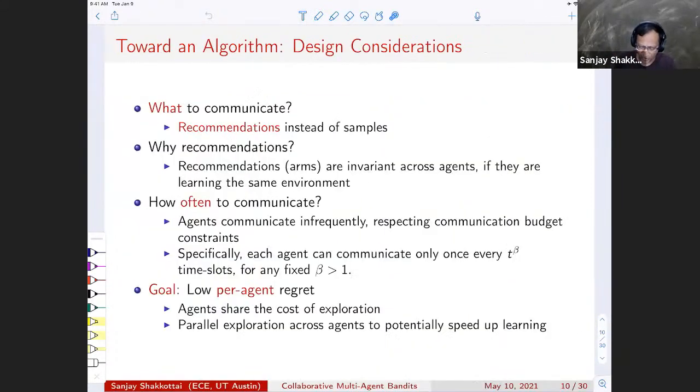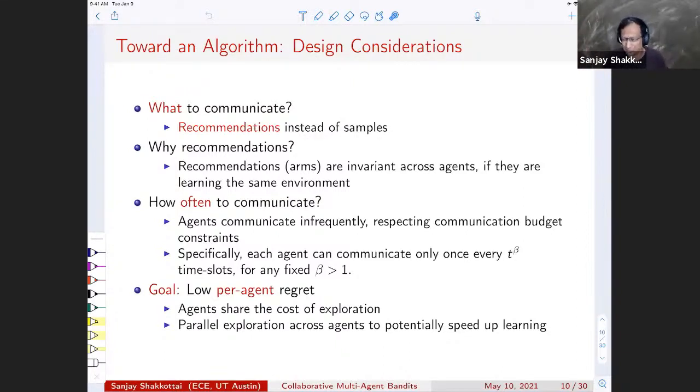So the first question is what to communicate. Our setting focuses on communication of recommendations instead of samples, meaning an agent is going to say, I think arm three is the right arm to play, but not give a certificate for why arm three is being played. Certificates essentially mean samples, and samples are expensive to quantize and communicate. Recommendations are much cheaper in terms of communication amount. And second, recommendations are in some sense more robust, because even in the restaurant example, the way I may score a restaurant is not clear, but maybe the ordering is the same.